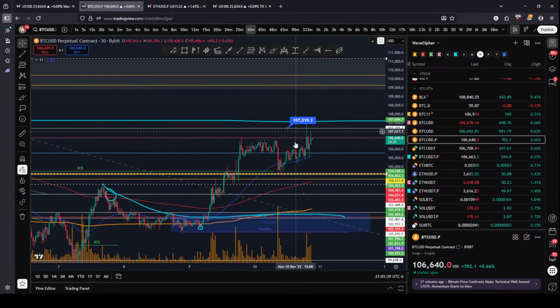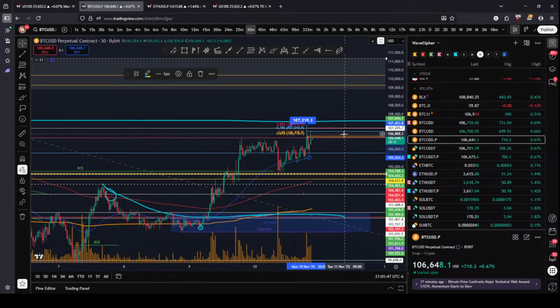Bitcoin's trying to come back up right now. It's tested like the 618 of this wick, it looks like. You really want to see this push through. If you're bullish, you really want to see it close above 107,700.